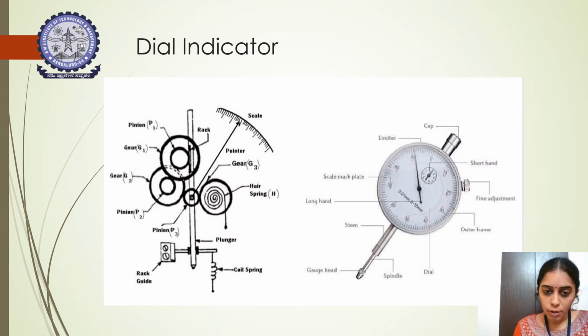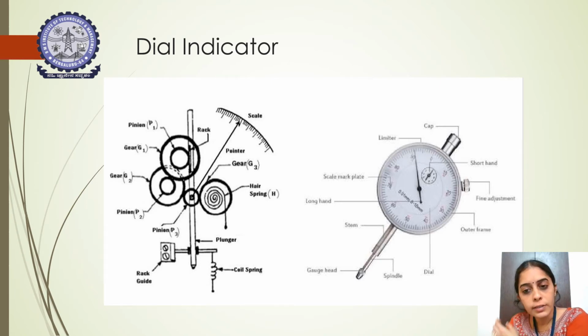Here we can make out the dial indicator. You will have a top on the dial indicator called the cap, and you will have a scroll type of thing with which you can make fine adjustment. This is the outer frame, and you will have a limiter at the top and corner, and a short hand inside. This is the long hand for the dial indicator, and you will have a scale mark plate where the scales are graduated. The lower part of the dial indicator is called the stem, and the upper part is called the cap.